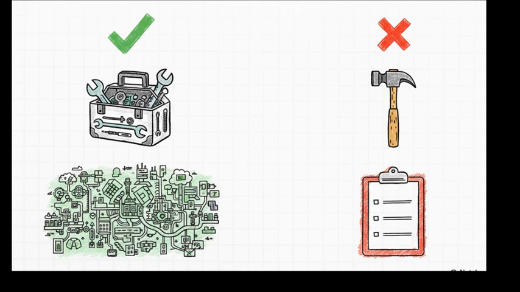DDD absolutely shines when you're dealing with a business domain that has tons of complex rules. It's perfect for big, long-term projects that you know are going to grow and change. But if you're just building a simple to-do list app or a basic data entry form, using DDD would be massive overkill. A much simpler, more direct approach is going to be way better.